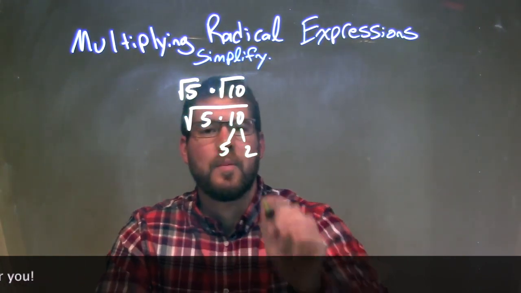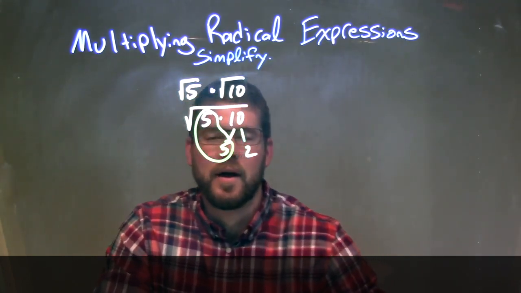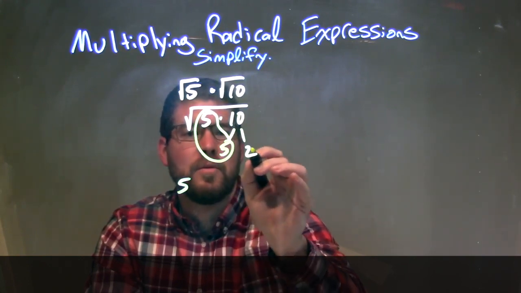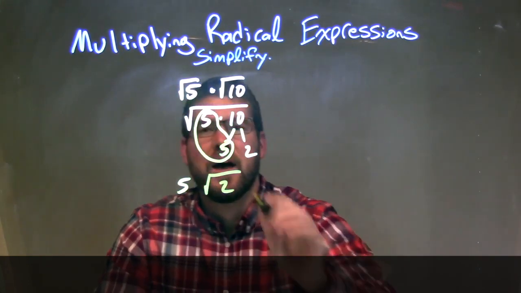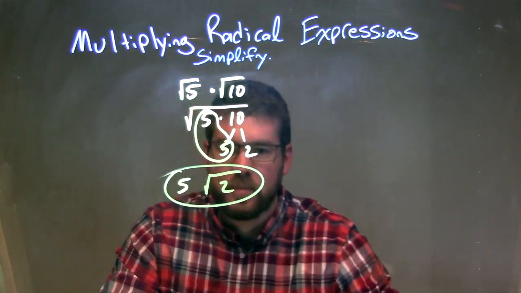So now I want to circle my pairs. I have a pair of 5's right here. A pair of 5's, bring a single 5 to the outside, right? We're left with 2 just left over on the inside, right there. And there we have it. We have our final answer here of 5 times the square root of 2.